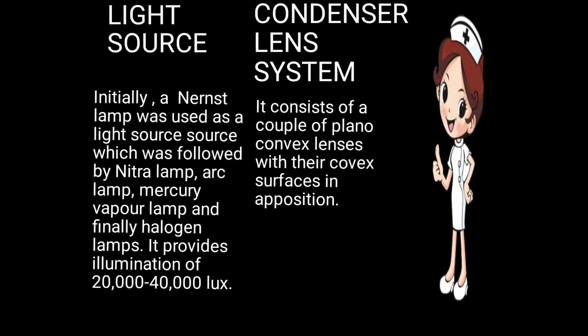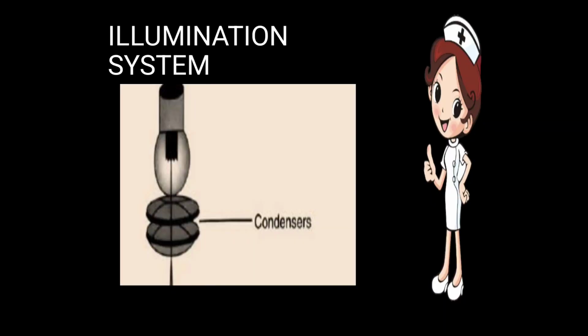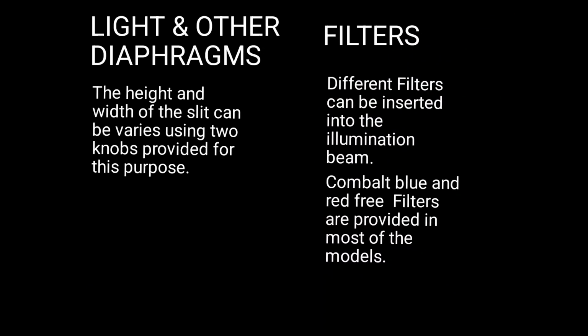Okay, next one is the condenser lens system. It consists of a couple of plano convex lenses with their convex surfaces in opposition. Okay, these are the condensers in which the plano convex lenses are in opposition to one another. Okay, next one, light and other diaphragms and the filters.